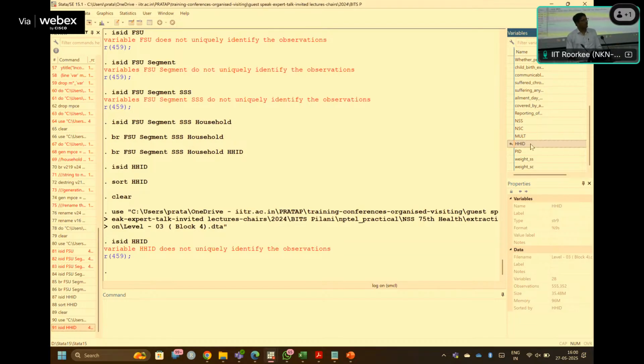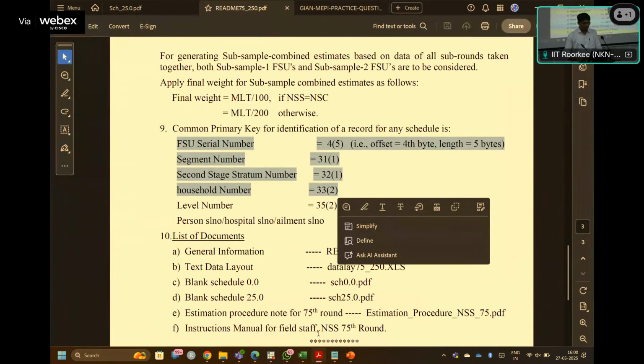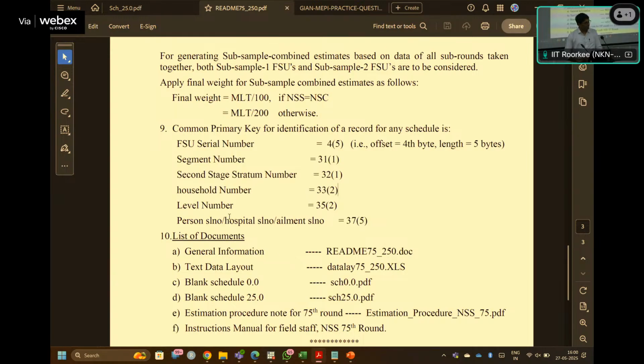Now we have to add other variables in order to prove that the variables we created are actually uniquely identified. So we have to add these two, level number and person serial number. Within a household, they have clearly defined whether the household is a unique family or a divided family. If it is a divided one, then what is the serial number of that person who is staying inside the family? So some classification they have very clearly mentioned.